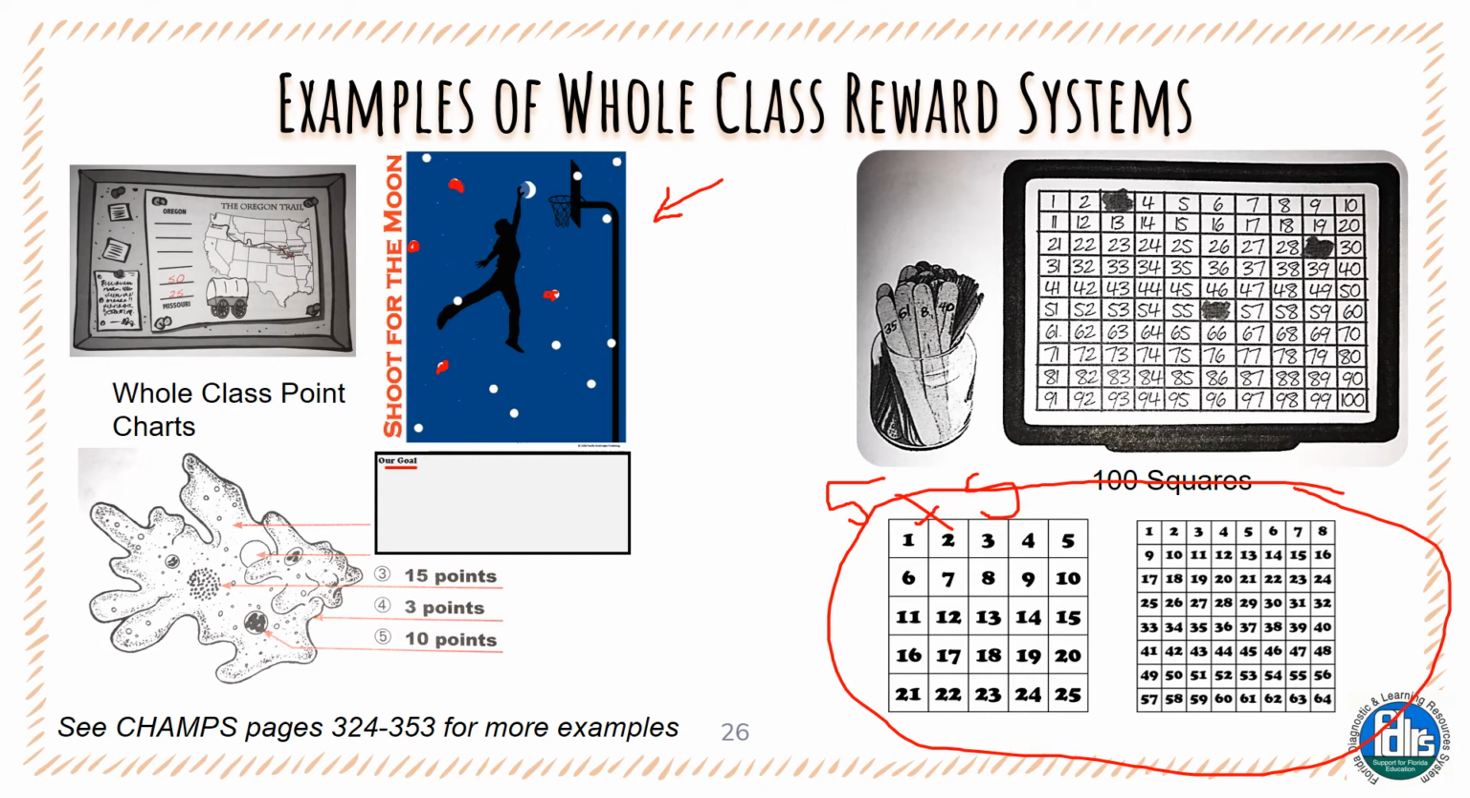And so they can do this also with more content-specific examples, like this one is the Oregon Trail, so they have to make it so far, they get points. This one is using from a cell. So more examples can be found in the CHAMPS book on pages 324 to 353.